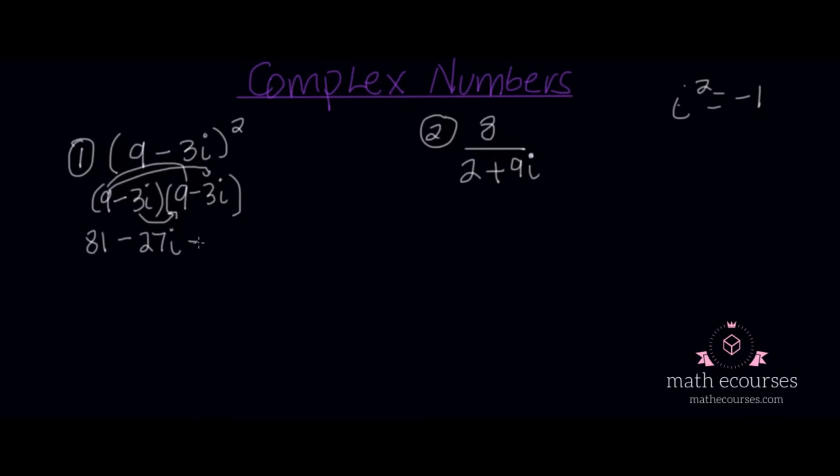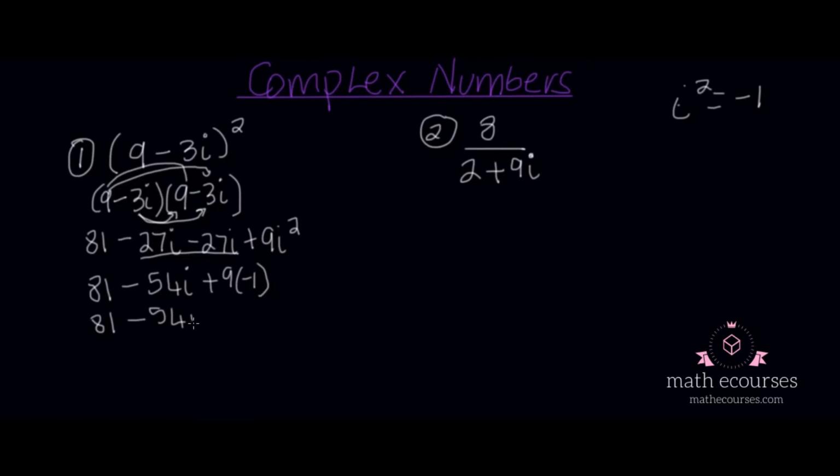I'll do the same thing here. -3i times 9 is -27i. And then -3i times -3i is a positive 9i squared. Next, I will combine these like terms, and then I'm going to replace i squared with -1. So I have 81, -27i minus 27i is -54i, plus 9 times -1 because i squared is -1.